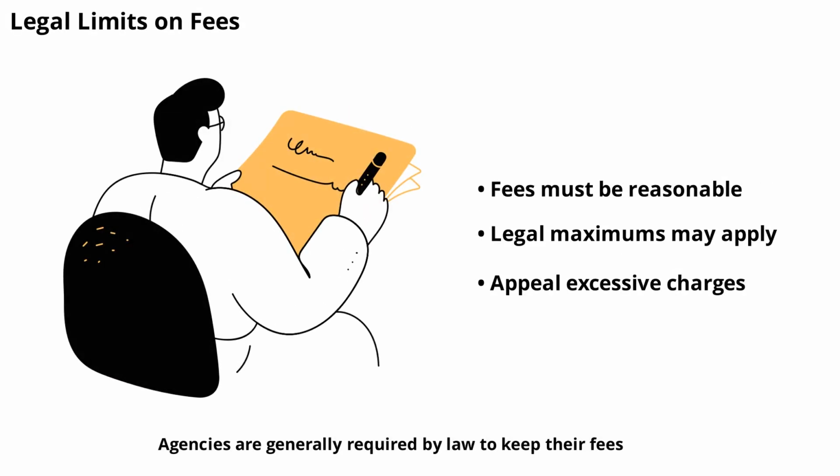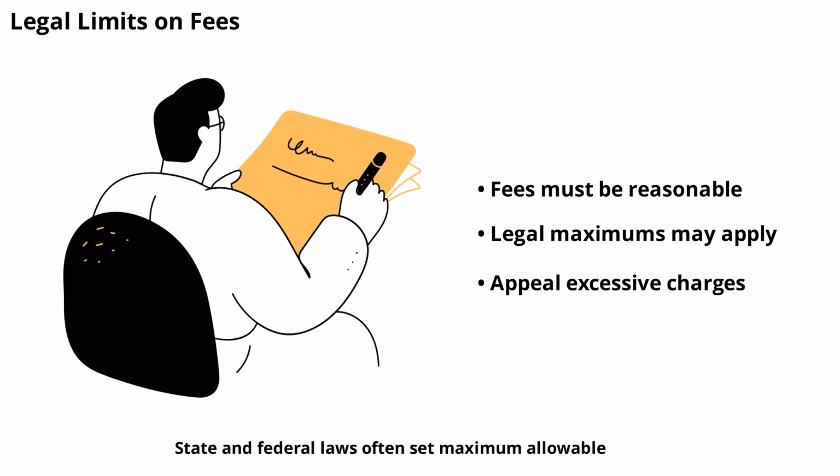Agencies are generally required by law to keep their fees reasonable and not to exceed the actual cost of providing records. State and federal laws often set maximum allowable charges for certain types of records or formats. If you believe an agency is charging excessive fees, you may have the right to appeal or request a fee waiver. Understanding the legal framework can help you advocate for fair access to public records.